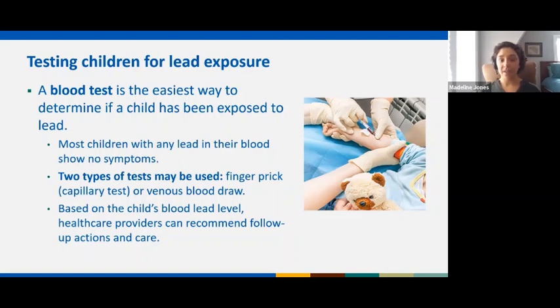If a finger prick test shows an elevated result, it is usually followed by a second test to confirm. The second type of test that may be used is a venous blood draw, which takes blood from the child's vein. This type of test can take a few days to receive results, and it is often used to confirm an elevated blood lead level from a first capillary test. Based on a child's blood lead test results, healthcare providers can recommend follow-up actions and care.